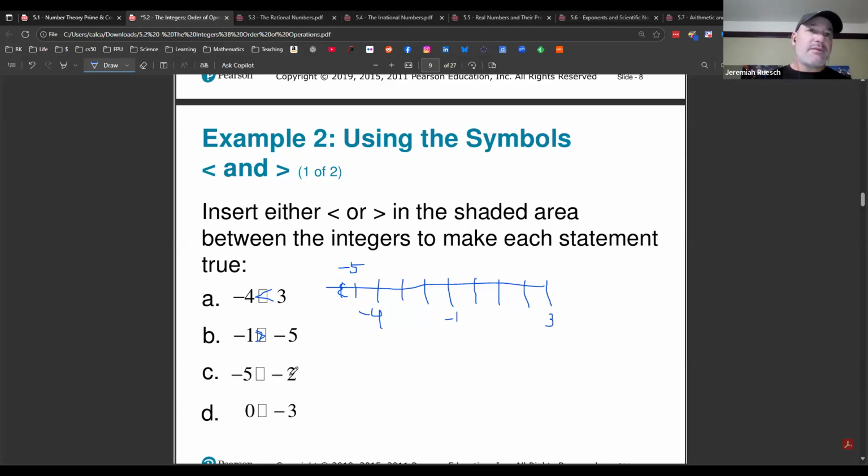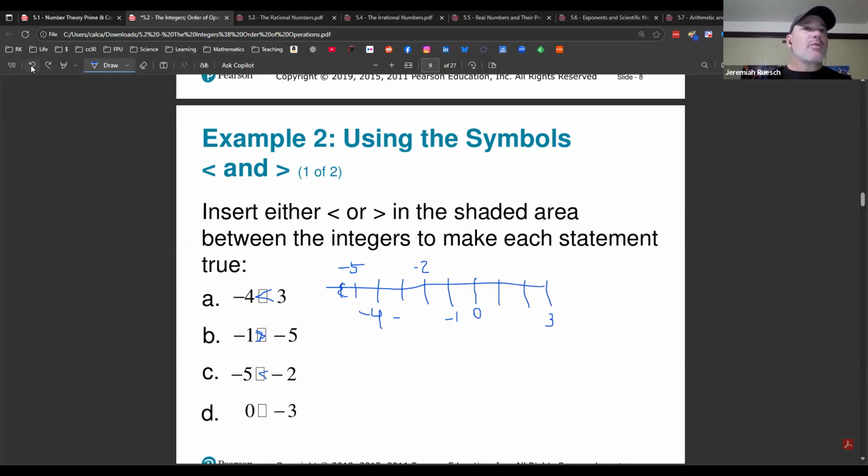Okay, what do you think about -5 and -2? Well, if you don't see it, here's -2, here's -5, so -5 is less than -2. And here, 0 is here, and -3 is over here. So again, -3 is to the left of 0, so 0 is greater than -3.